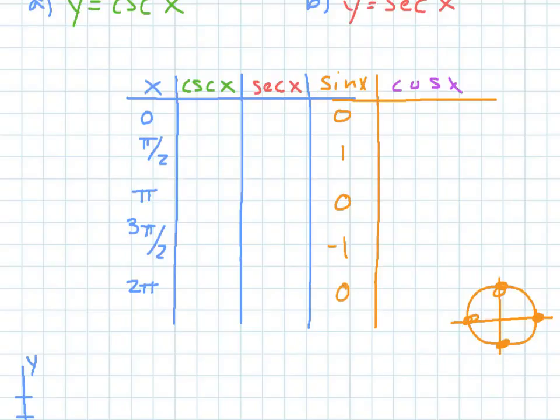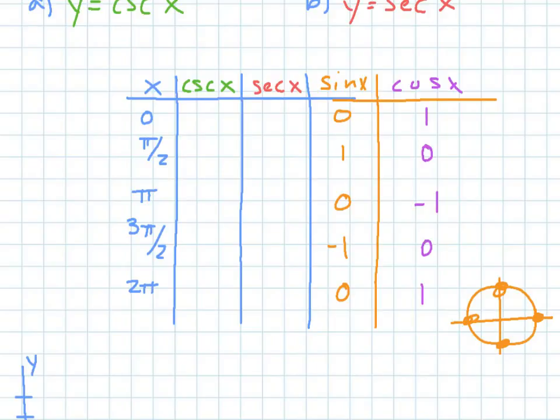Now for cosine, cosine of 0 is 1. Cosine of pi over 2 is 0. Cosine of pi is negative 1. Cosine of 3 pi over 2 is 0. And then cosine of 2 pi is 1 again.